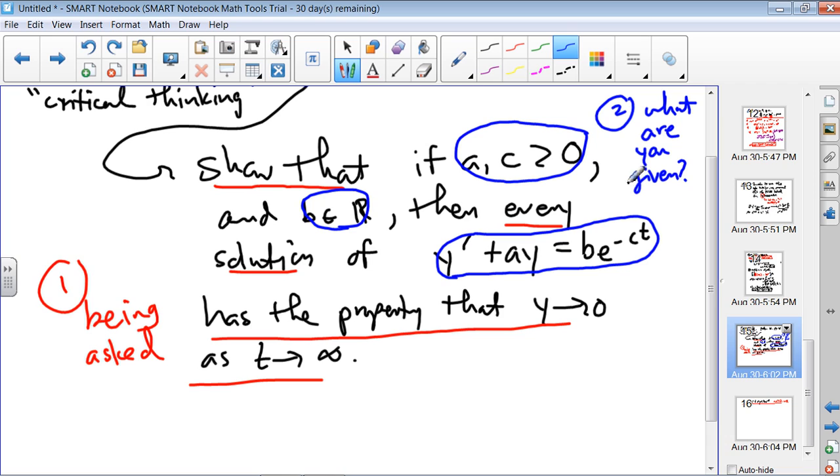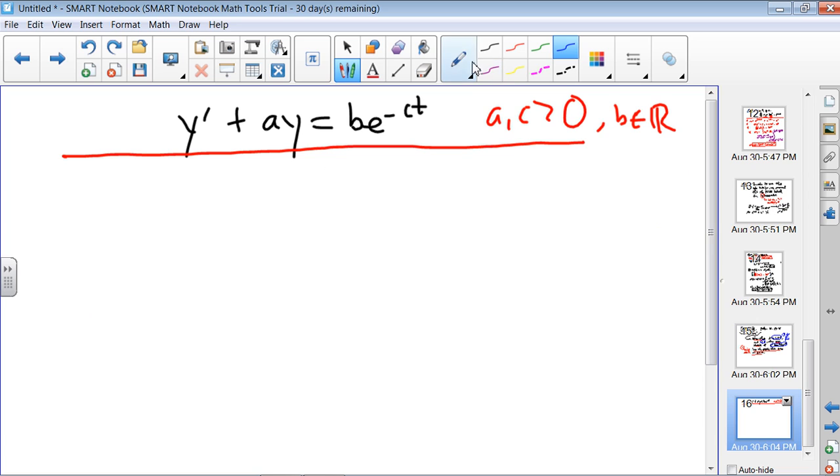Our third step in our little problem solving procedure is to use what we're given to somehow get us to where we want to get. So if we're going to show that y goes to 0 as t goes to infinity, we really need a function y. We need the solution to this equation. Luckily for us, that's exactly what we just talked about. This is a first order non-homogeneous equation, and the coefficient of y prime is 1. So let's go ahead and find our integrating factor. It's e to the integral of whatever's in front of y, which in this case is the number a. So it's e to the at.